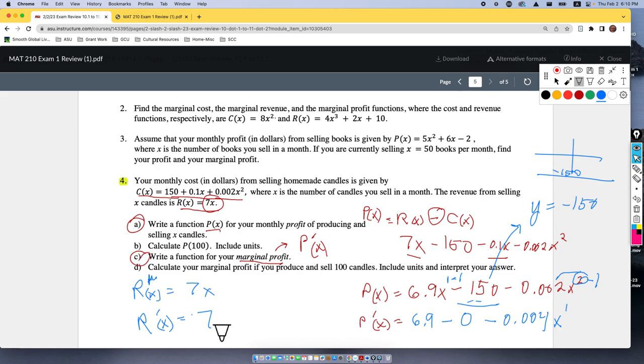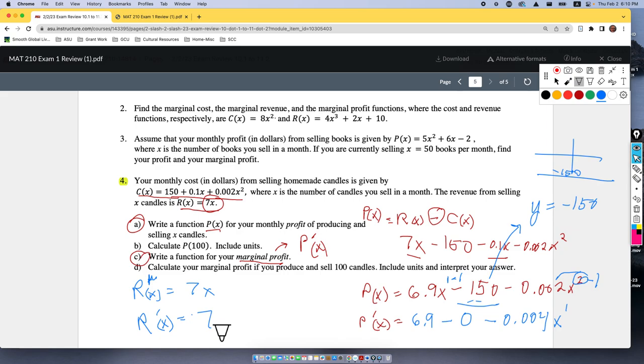Marginal cost, just take the cost function, take its derivative, that's marginal cost. So the marginal is just another word for take the derivative of that function. They'll either give us the original function, or in this case, they often don't give us a profit, but they give us the cost and the revenue, and then we have to know to subtract them.